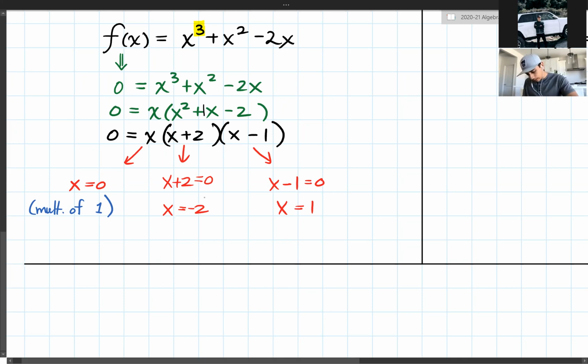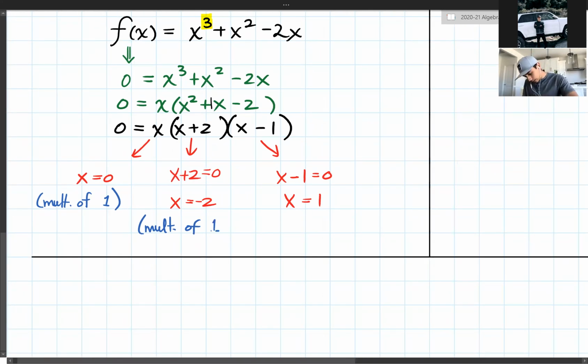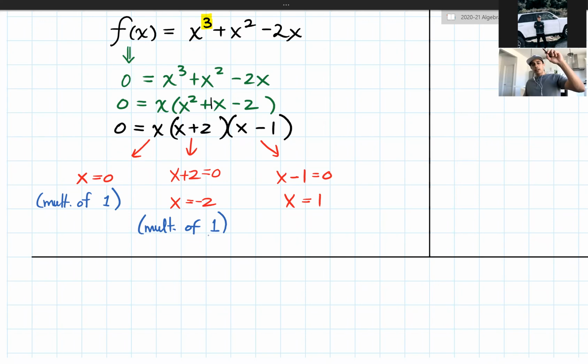Then we get to x equals -2. How many times did that solution show up for us? Only once. Once again, this is only once, so it's another multiplicity of 1. So you can kind of picture it. At -2, it crosses. At 0 on the x-axis, it crosses.